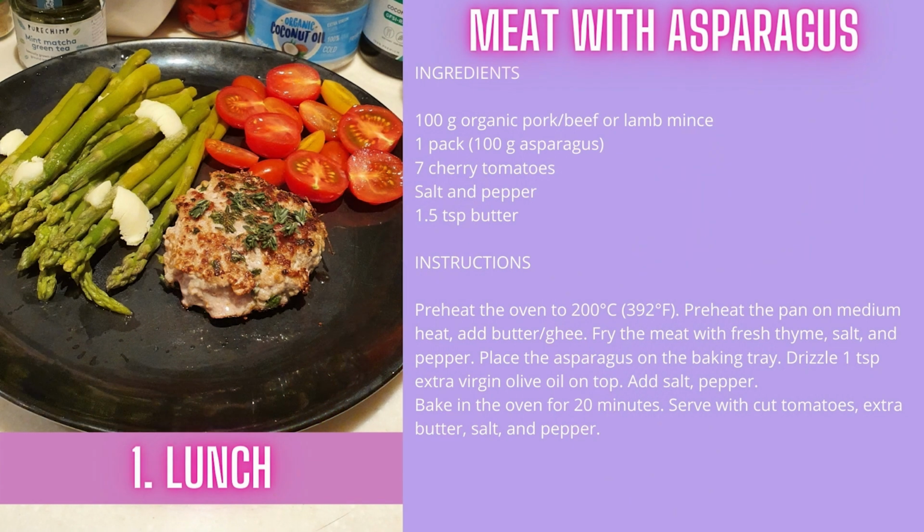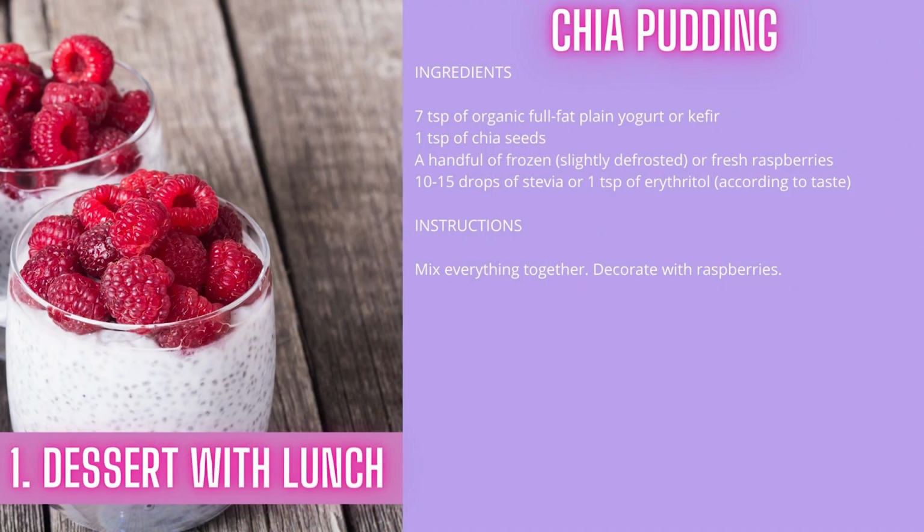Now, that's the first meal. 100 grams of organic meat with asparagus and tomatoes. Only 6 to 7 ingredients. Takes around 25 minutes to prepare. Nothing crazy. Is it nutritious? Absolutely. And is it tasty? Yes, it surely is. And then after each of your meals, you can have a simple and healthy dessert, a chia pudding. That's chia seeds with organic full-fat kefir, stevia, and raspberries.